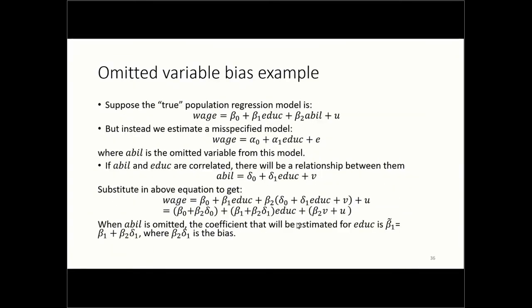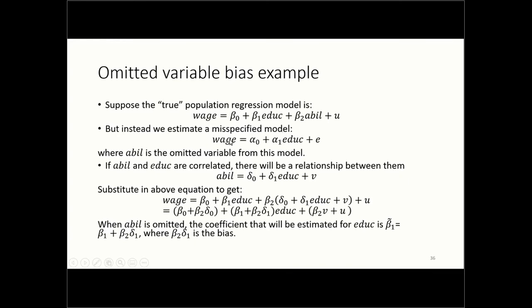So let me show you an example. Suppose that the true population model is that wage depends on education and ability. So higher education would result in higher wages, and higher ability would result in higher wages. Well, suppose that for some reason we cannot measure and we don't have the variable ability. So even though that's the true population regression model, if I cannot find ability, or we didn't measure it, or it's not included in the data set, well, we're not going to have it in our model.